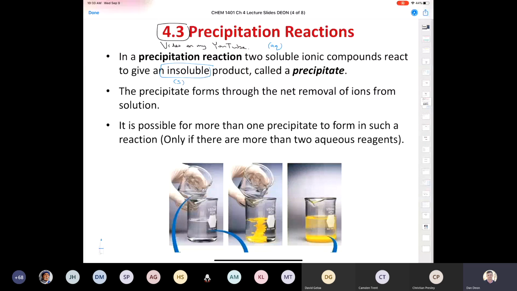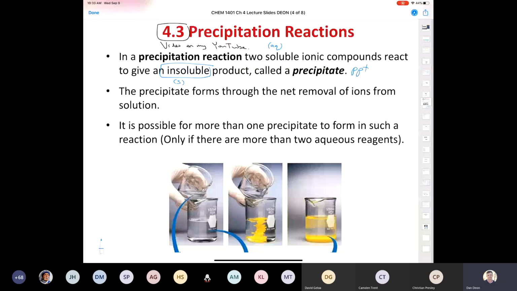When you form a solid compound, we call that a precipitate. I like to abbreviate it PPT because I can't write out precipitate. A precipitate forms through the net removal of ions from solution. It's possible for more than one precipitate to form in such a reaction. Sometimes we don't look at a whole lot of reactions where we form more than one precipitate, but the whole idea is nothing more than this.